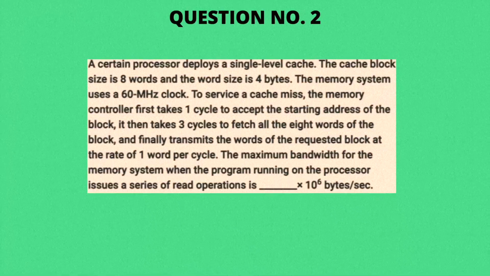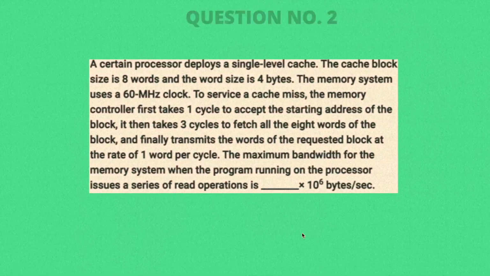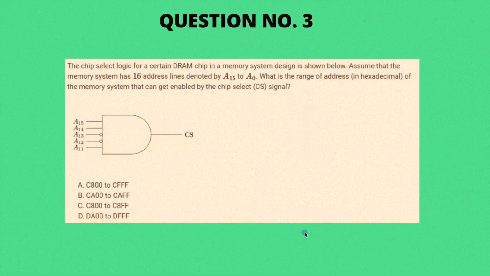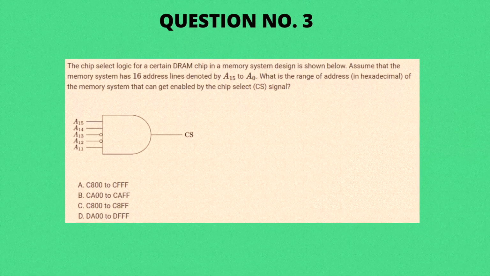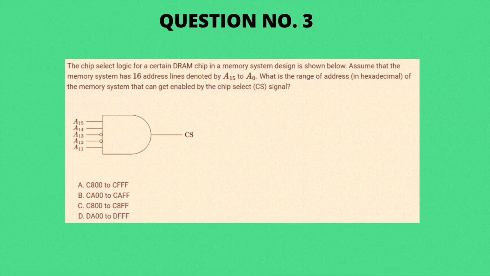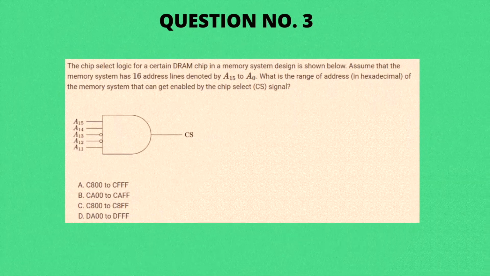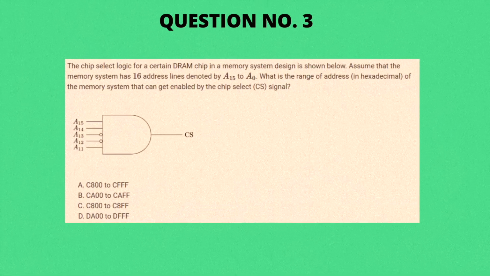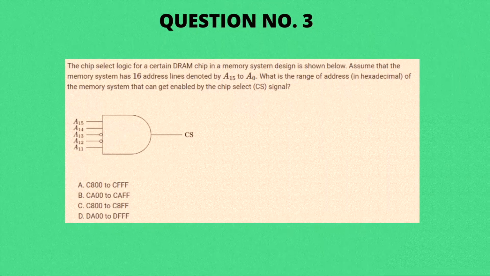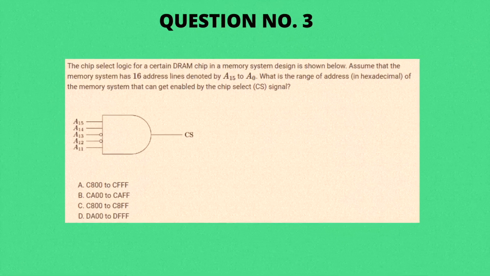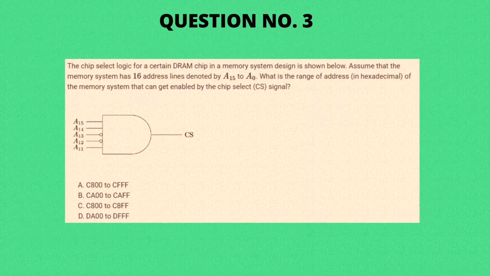Now I'll hand over the PPT to Vaibhav Yadav. Moving on to the next question. The question is, the chip select logic for a certain DRAM chip in a memory system design is shown below. Assume that the memory system has 16 address lines denoted by A15 to A0. What is the range of address in hexadecimal of the memory system that can get enabled by the chip select CS signal? So we have got the memory system which has 16 address lines, represented by A15, 14, 13, 12, 11, 10, which will go up to A0.